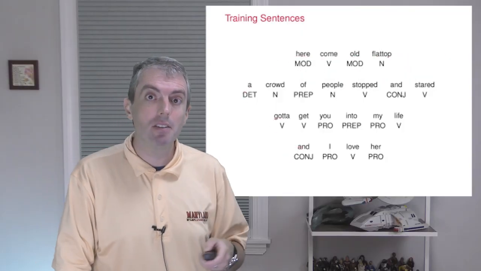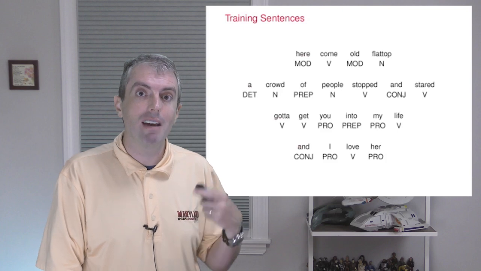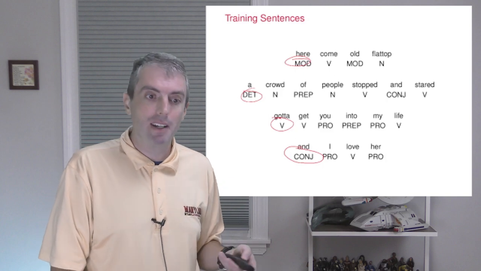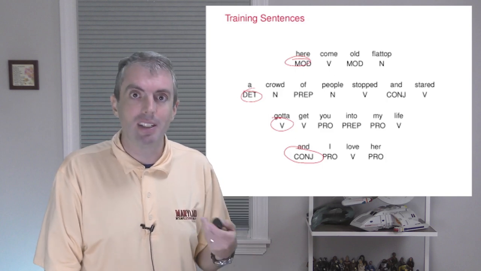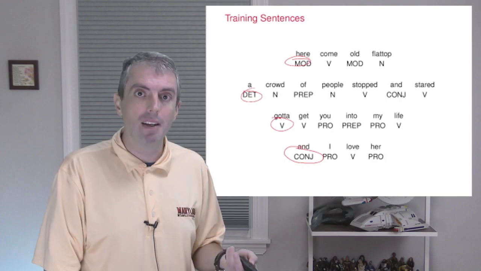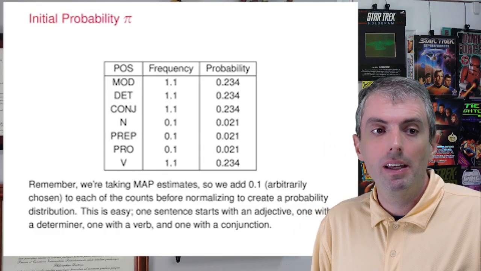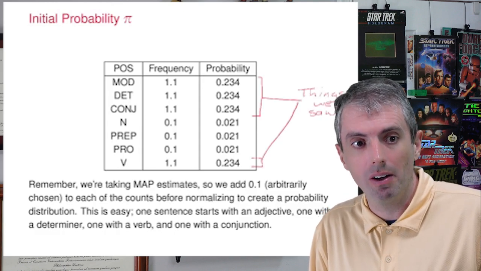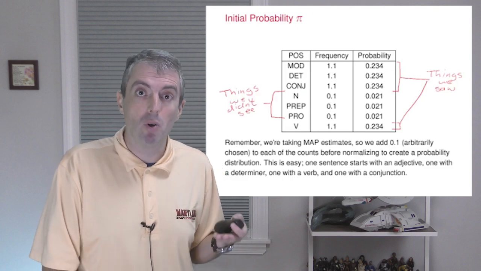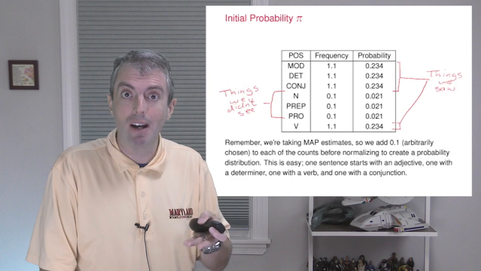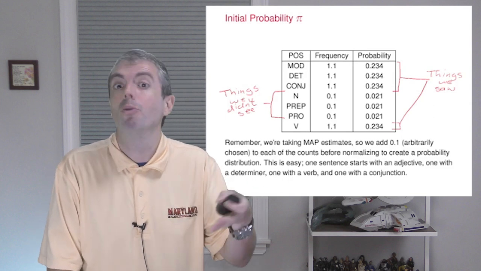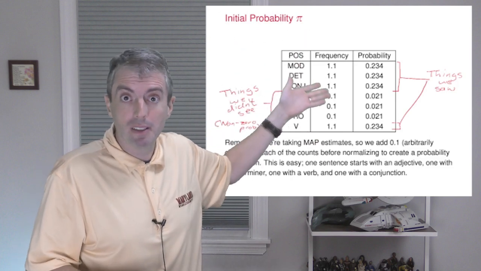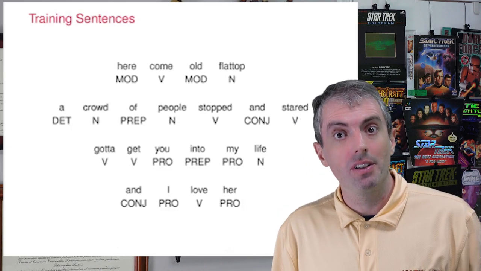First off, let's estimate the initial probability of starting in a particular part of speech. We have 4 sentences. We have 4 parts of speech that we observe starting each of our sentences. These are a modifier, a determiner, a conjunction, and a verb. So each of these have a count of 1. And when we add in the smoothing, we get 2 different types of outcomes. Things that we saw with an actual count. Anything that we haven't observed gets a frequency of 0.1 because it's 0 counts plus 0.1 for our smoothing pseudo count, whatever you want to call it. When we normalize that, we get the following probabilities. This is our initial probability pi. One probability distribution estimated. Let's move on.